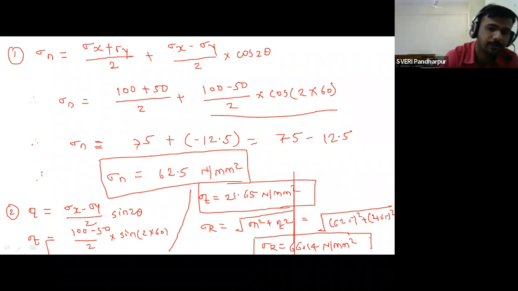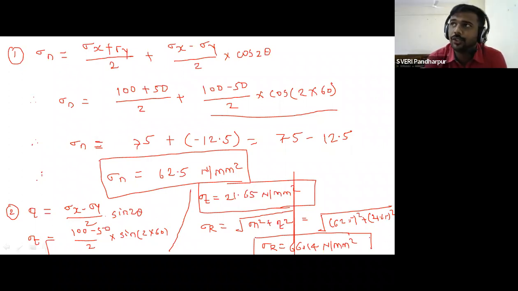Please check your answers. Sigma n is equal to 62.5 Newton per mm square. Sigma t, that is tangential or the shear stress, is equal to 21.65. And last, resultant of normal and tangential stress, we are having the formula square root of sigma n square plus sigma t square. Put the value. First of all, make the square of both values and then take the square root, and then you will get the correct value, 66.14 Newton per mm square. So this will be your resultant stress value.